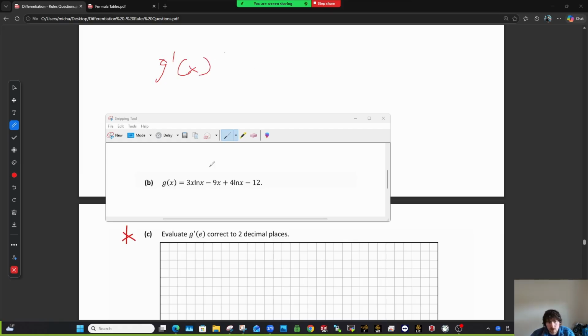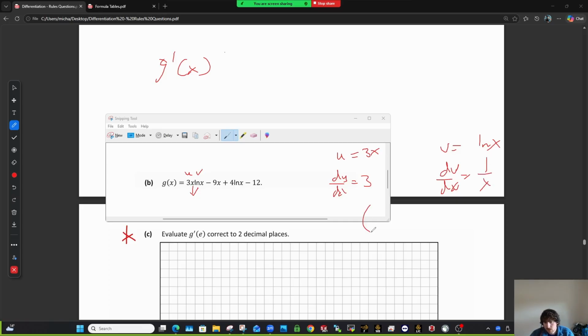Pause the video, give it a go, of course. Hopefully you realize that you actually need a product rule here. So you could probably go off and separately work that out if you want. You call that U and V. So you could say that U equals 3x, V equals ln x, du dx is 3, dv dx, derivative of ln x, is 1 over x.